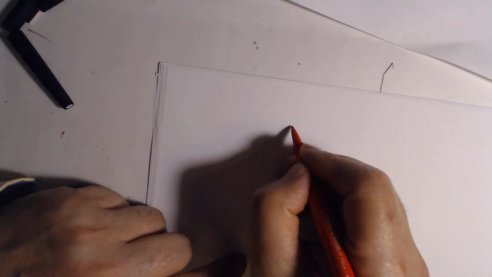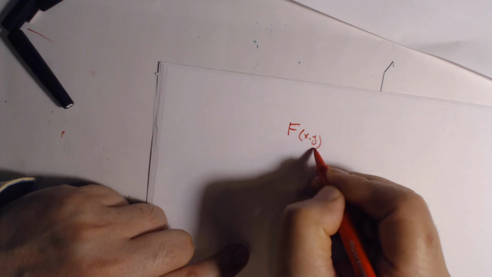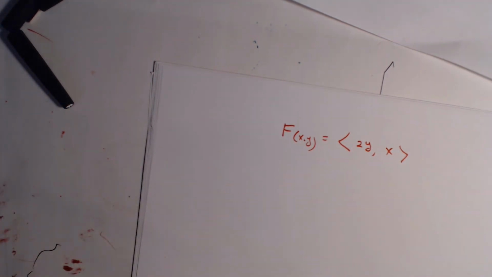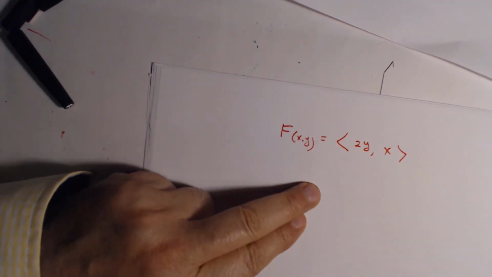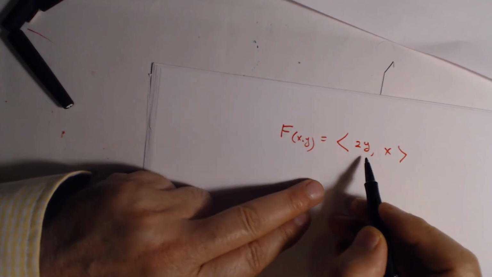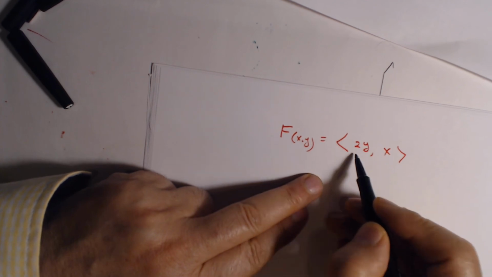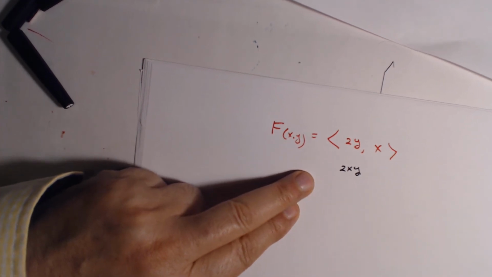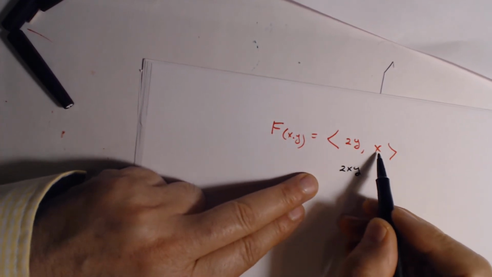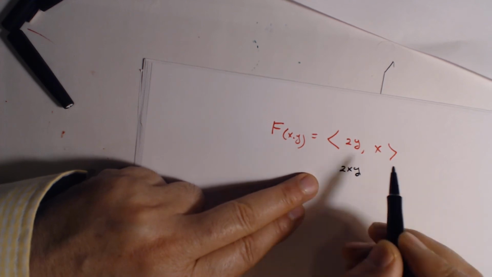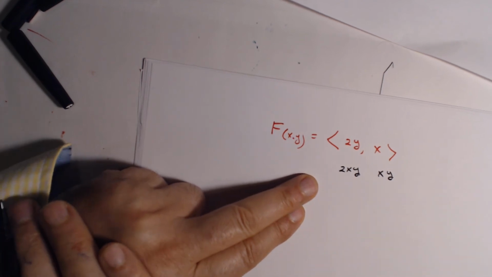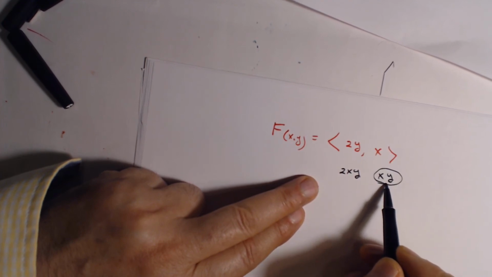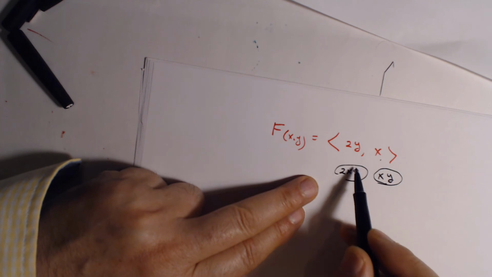Then if I have a force field, and the force field is 2y comma x. First, let me see if this can be represented by a gradient. If I assume this is a gradient, that should become the partial with respect to x, which should be 2y, and the partial with respect to y, which should be x. Therefore, partial with respect to y is x, and partial with respect to x is 2y.